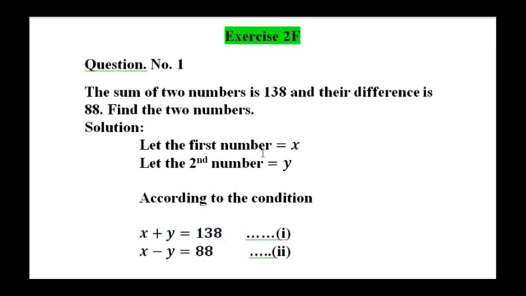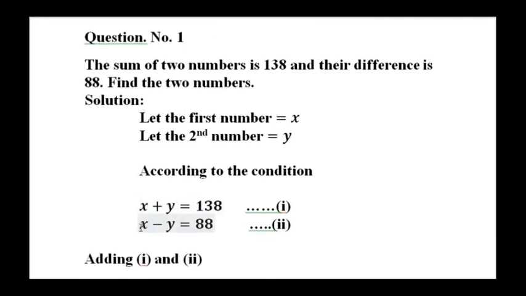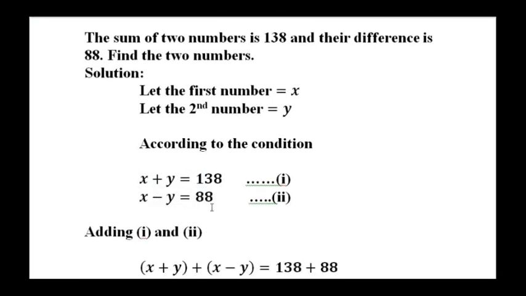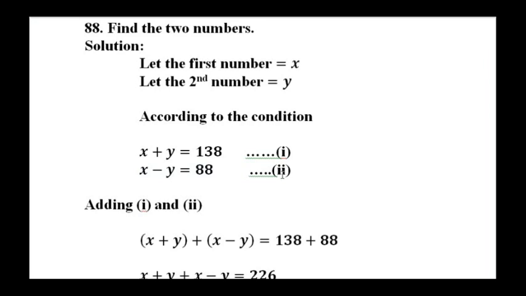Additionally, the difference between the two numbers is 88. So we can write the equation as x minus y equals 88. I'll name this equation 1 and the second equation as equation number 2. The task at hand is to determine the values of the variables x and y. Both of these equations are linear equations.